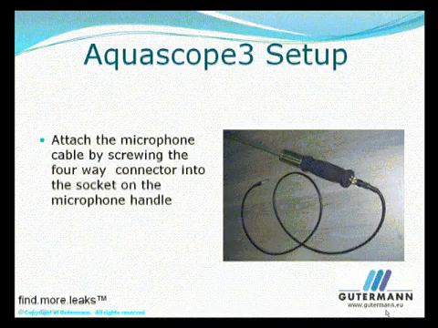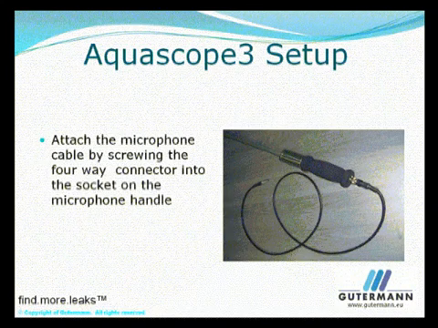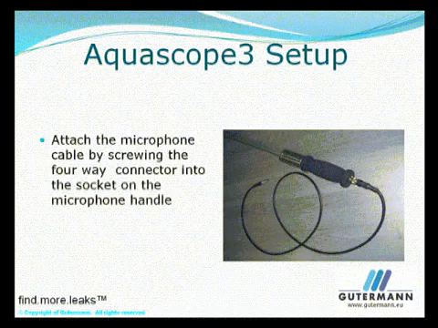Take the cable out of the case. This cable is extremely sensitive. Do not coil it or twist it. Always gently roll the cable around the ground microphone when putting it away. The 4-way connector attaches to either of the microphones. The groove on the connector must match the groove in the socket. Push them together and screw the connector on tightly.